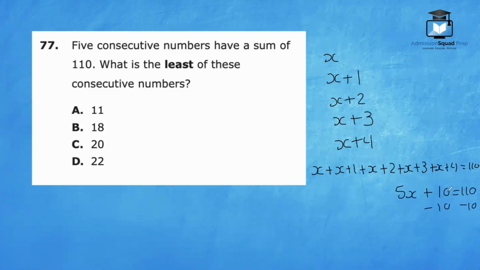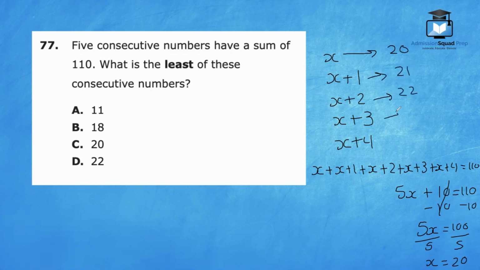We can subtract 10 on both sides. We now have 5X equals 100. And when we divide by 5, we have X equals 20. So the least of these consecutive numbers is 20. Our 5 numbers are actually 20, 21, 22, 23, and 24. When you check your work, after adding these 5 numbers, you should get 110. But the question is asking for the least or the smallest of these consecutive numbers. So the correct answer is C.